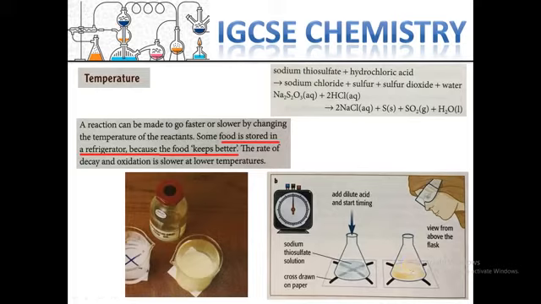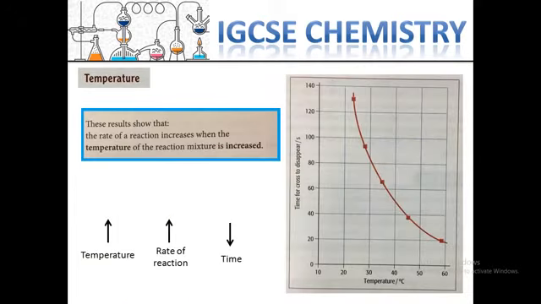and it will give you a cloudy, not clear solution here, and another one here which is clear. They react slowly, so you can still see the cross line. For this experiment you need to do it many times, then collect the data, and then you can use the data to plot this graph.